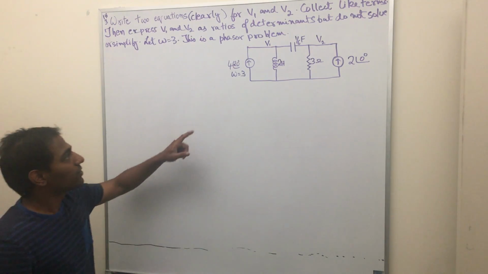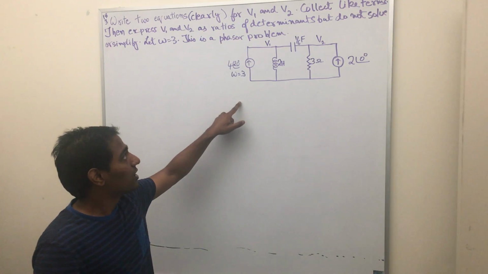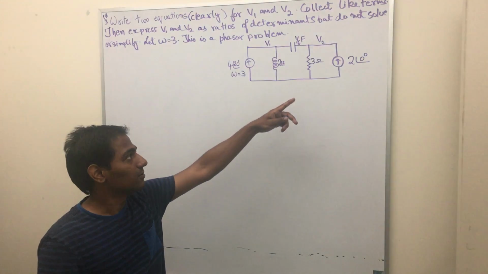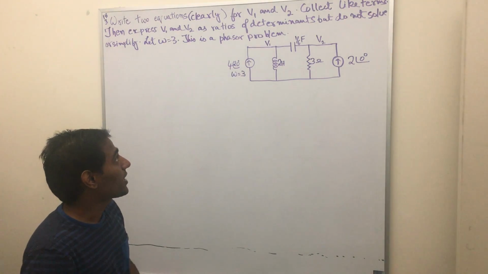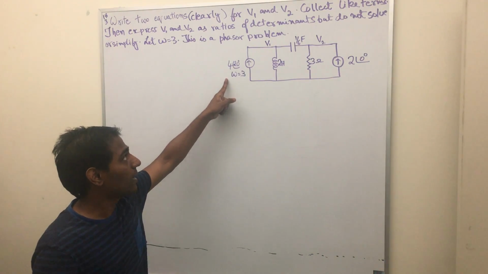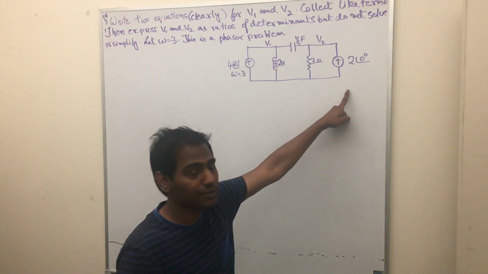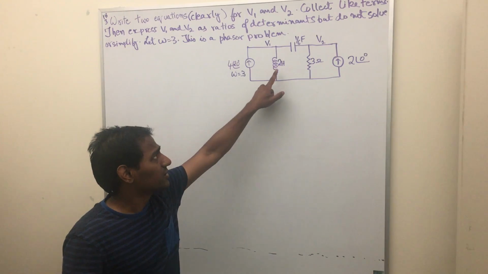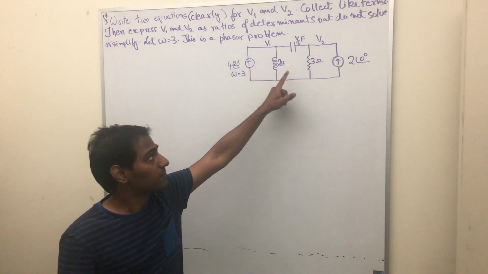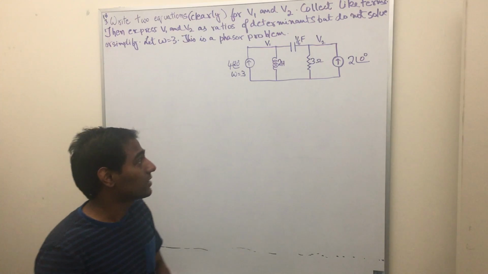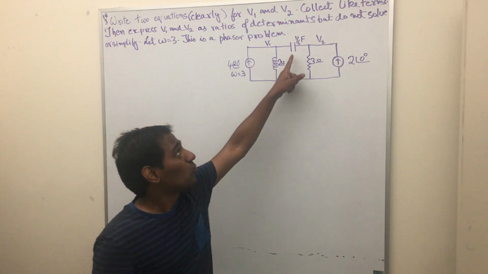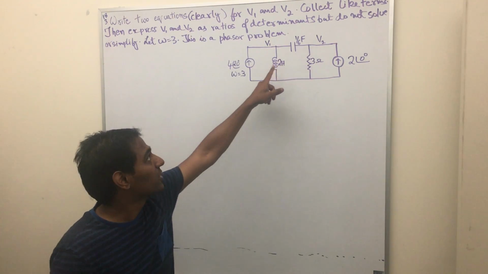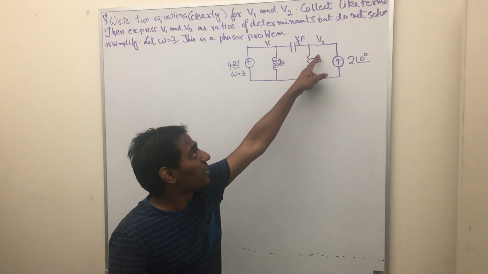Here you have a circuit with two current sources, 4 at an angle 20 degrees amps and 2 at an angle 0 degrees, and omega is 3. There's a 2 henry inductor, a 3 ohm resistor, and a 1 by 6 farad capacitor. There are two nodes, V1 and V2.